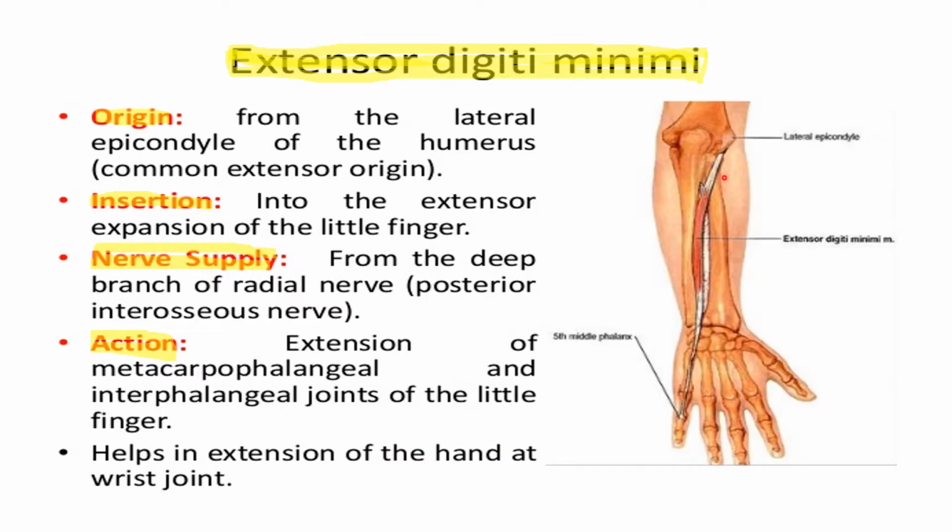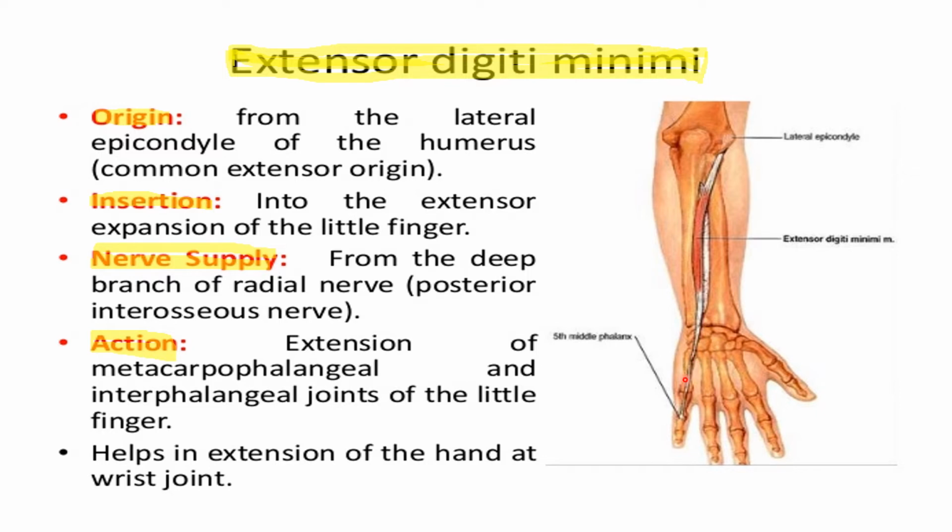So this extensor digiti minimi is a fusiform slip of muscle that is the detached part of extensor digitorum. It originates from the lateral epicondyle of the humerus. It also has a common extensor origin, and it inserts into the extensor expansion of the little finger. The nerve supply is the deep branch of the radial nerve, and the action is extension of the metacarpophalangeal joint.